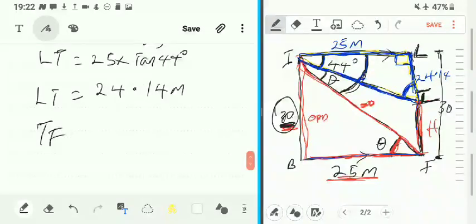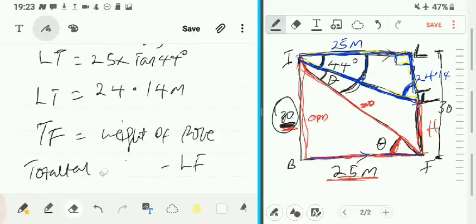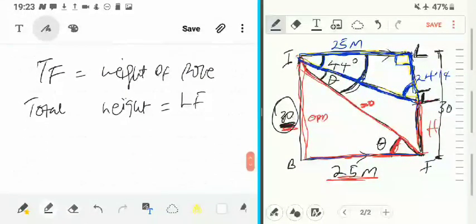So LT now, or TF, is the height of the pole. TF is height of pole, and total height is what? LF. I'm just taking my time to explain like a baby, because I wouldn't want some questions to arise after the whole teaching. Please just get it once and for all.